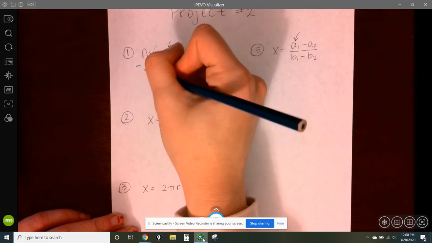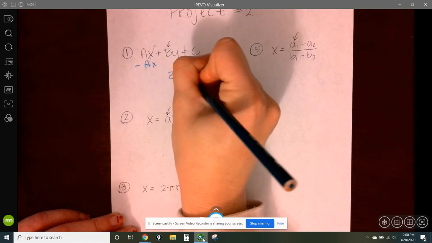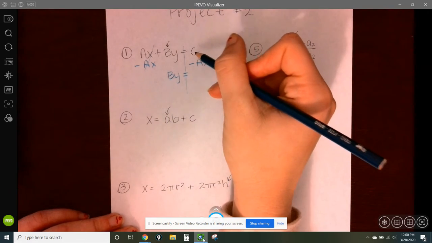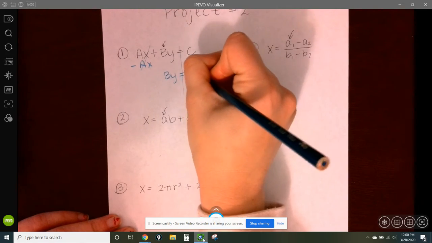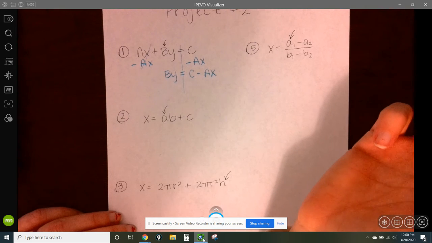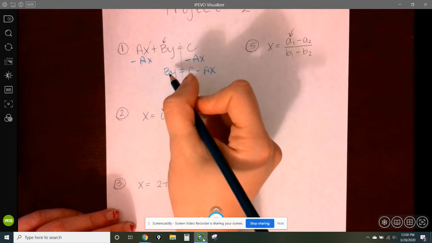So on the left, ax minus ax, that cancels out, and I'm just left with this by equals, and over here, c minus ax, it's just c minus ax. I know it seems like you should want to combine those, but you don't have to. We don't know what the c is or the a or the x. Okay, I'm still trying to solve for b.